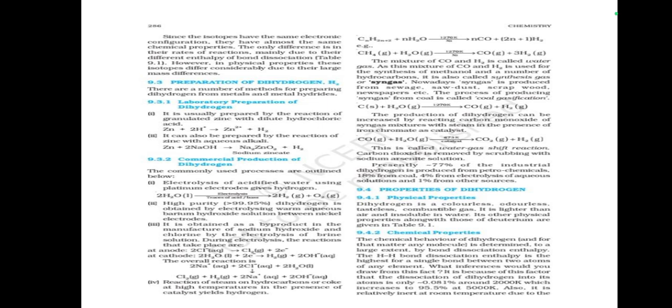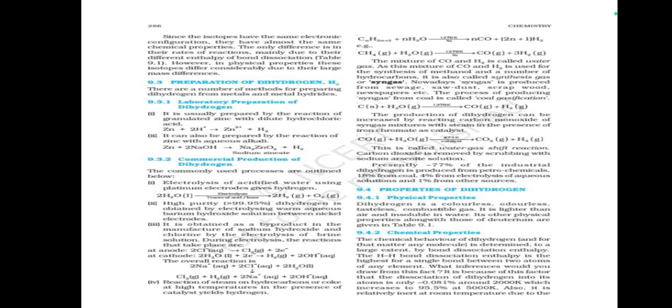Reaction of steam with hydrocarbons or coke at high temperatures in the presence of a catalyst yields hydrogen. The mixture of CO and H2 is called water gas. As this mixture of CO and H2 is used for the synthesis of methanol and a number of hydrocarbons, it is also called synthesis gas or syngas. Nowadays, syngas is produced from sewage, sawdust, scrap wood, newspapers, etc. The process of producing syngas from coal is called gasification.